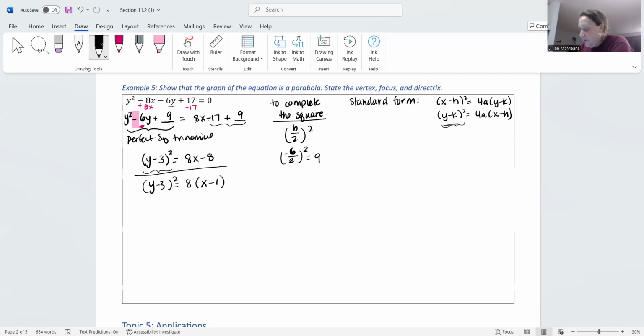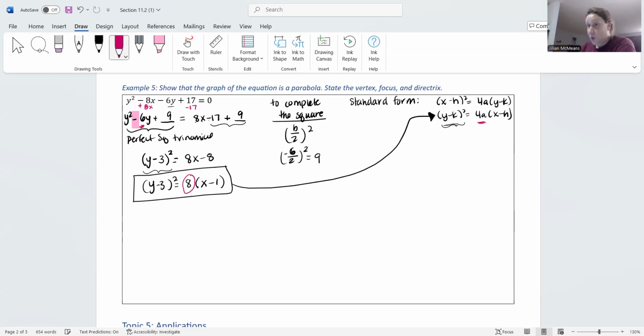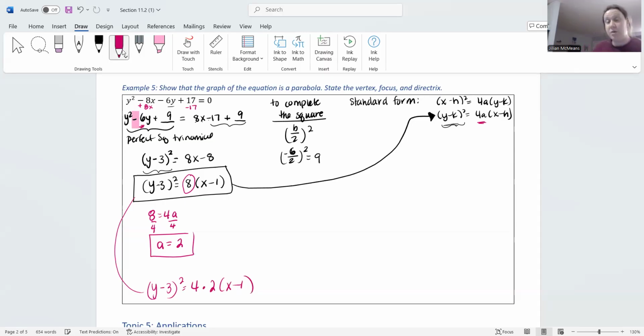Okay, so we have this format, and this format looks very much like this. We could even go further. We have this right here, this 8, and we know it has to be the same thing as 4a, so we could very specifically figure out what a is, okay? So if I say 8 has to equal 4a, well, if I divide both sides by 4, I get that a is equal to 2. So I could rewrite this as y minus 3 quantity squared equals 4 times 2 times x minus 1. And then it is certainly in that format for standard form of a parabola.